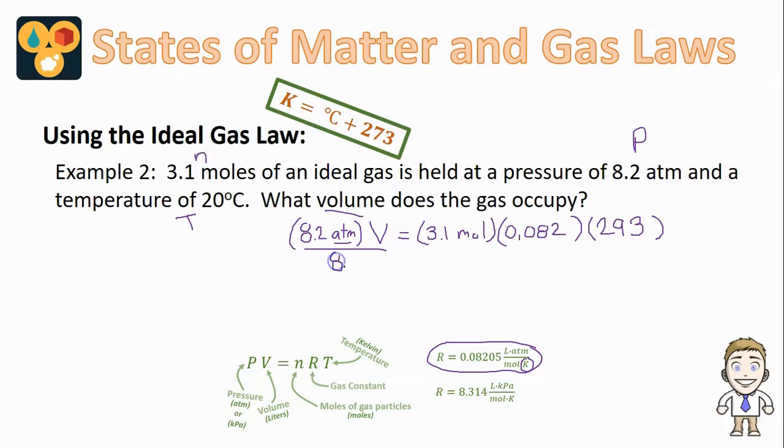Dividing both sides by 8.2 should cancel it off and leave me with V equals whatever the answer is. So after we multiply 3.1 times 0.082 times 293, divide by 8.2, we get a final answer of 9.1. Again, we need units on this. Go to my R value just to double check. It tells me that the volume will have units of liters. So my final answer is 9.1 liters.